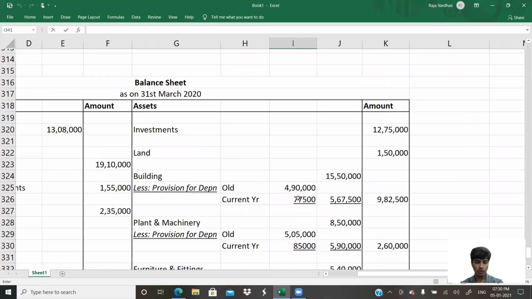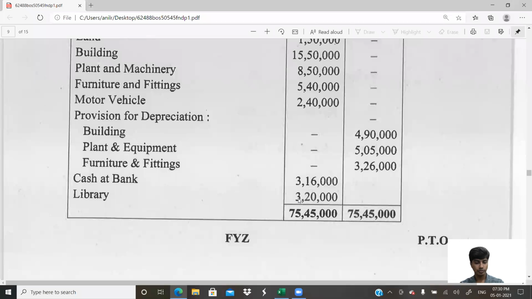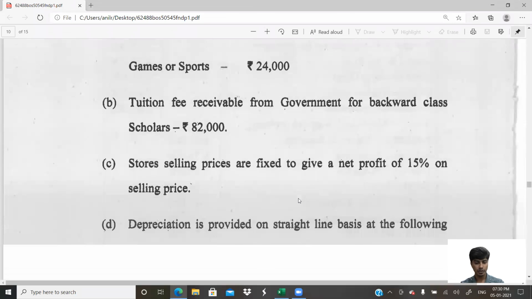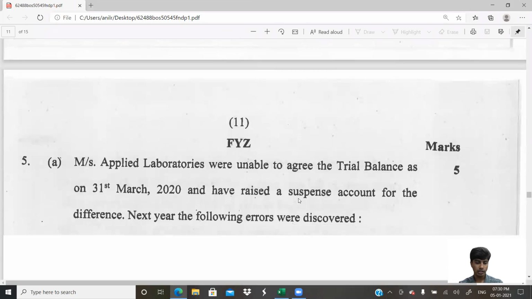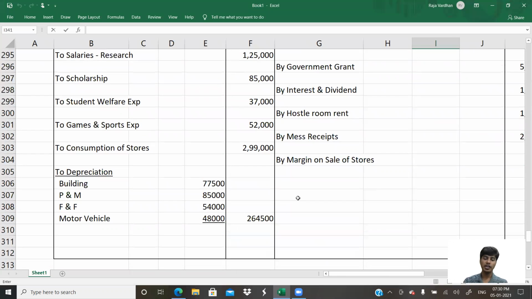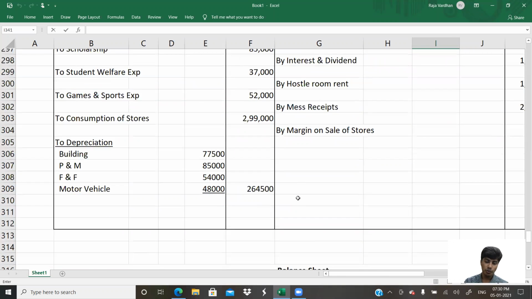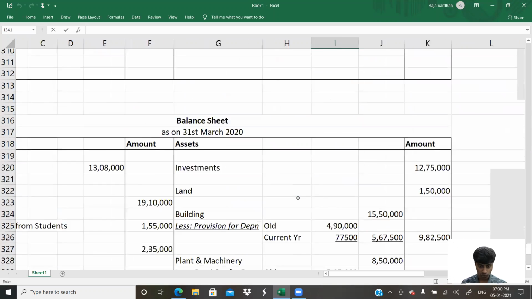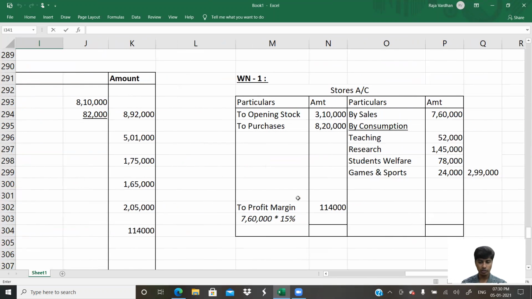What are we missing out on? Every question is over. We finished the question completely. Adjustments are all over. Now we would have to close our income and expenditure, identify the excess of income over expenditure, and put it to our balance sheet. Before that, we would have to close our stores account. Is there anything remaining here? Let's check the totals.